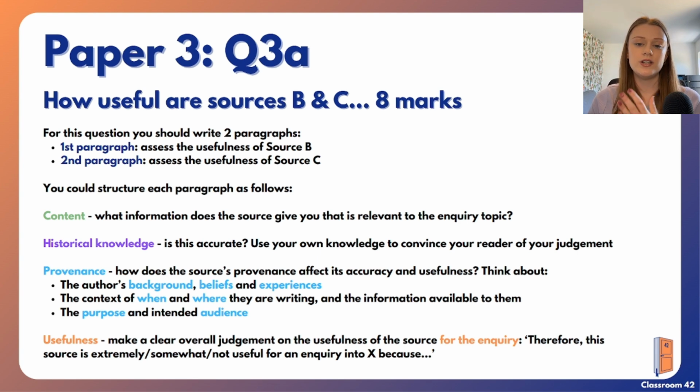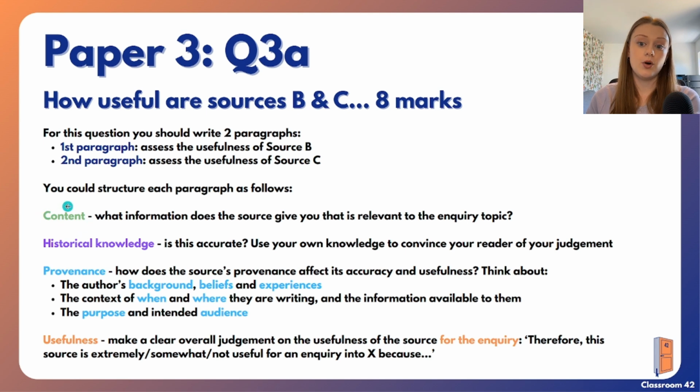and your second paragraph should assess the usefulness of source C. So the question will ask us how useful are the sources in an inquiry into a particular topic, so we need to focus on that topic within our paragraphs. For this question, you don't need to interlink or cross-reference the 2 sources. You can keep your paragraphs very separate. We're just looking at the usefulness of one and the usefulness of the other. So you could structure each paragraph as follows.